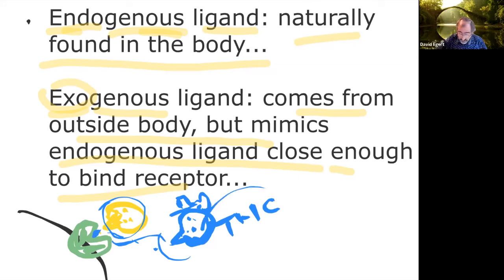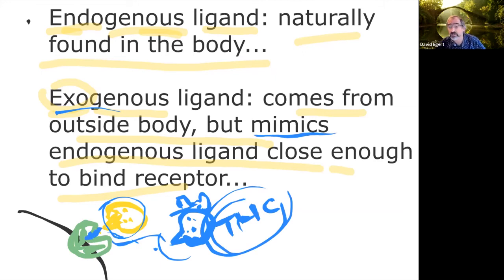Except the THC is an exogenous ligand. You got it from burning some plant matter and inhaling it, and it got into your body that way. It's not created in your body. It came from outside your body, but it has a shape and chemical properties close enough that it can bind the receptor and have an effect. So does that make sense? So let's take a look at this a little deeper.